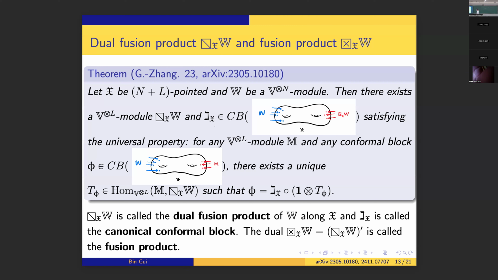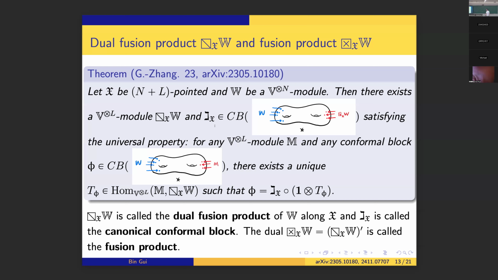So this is the dual tensor product, or more precisely, the dual fusion product of W along this geometric Riemann surface X, and this gimel X is called the canonical conformal block, and the contragredient of this dual fusion product is called the fusion product. A typical example is that on the left-hand side you put W1 and W2. Each of them is a V module, which means that here you should take W to be W1 tensor over C W2, so that this W is a V-tensor-V module. Then if you take X to be this data, what you get for this fusion product is the usual fusion product that we talk about when we talk about the tensor category of VOA modules.